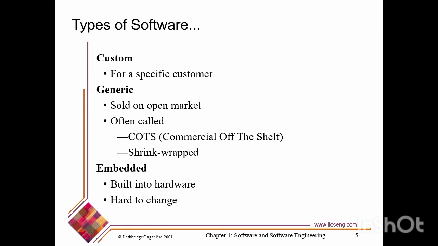Embedded software is built into hardware and is hard to change. This is the built-in software we find in car remotes, microwave ovens, and CCTV cameras. Whatever it may be, embedded software is built-in software in hardware.